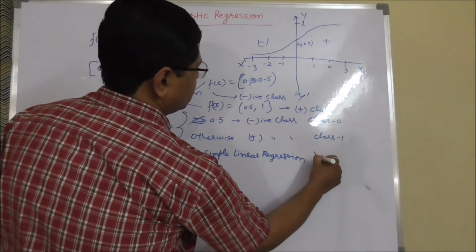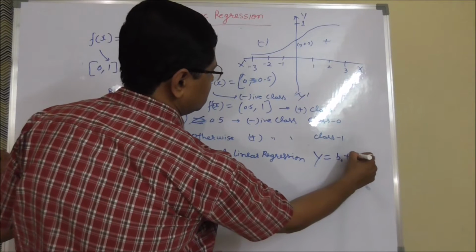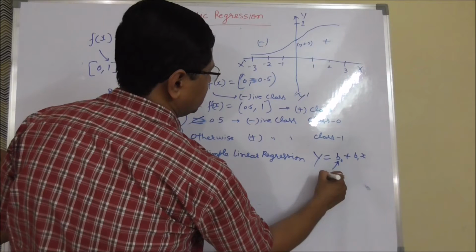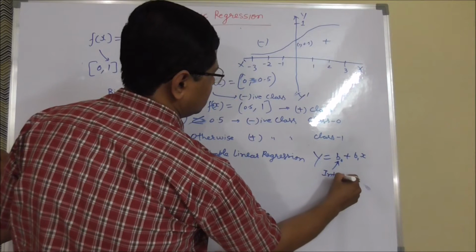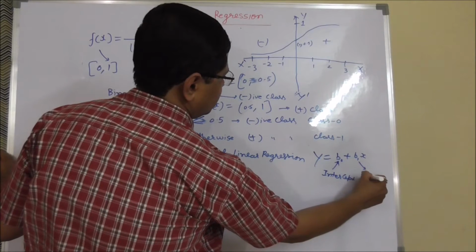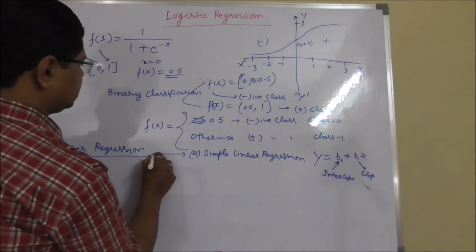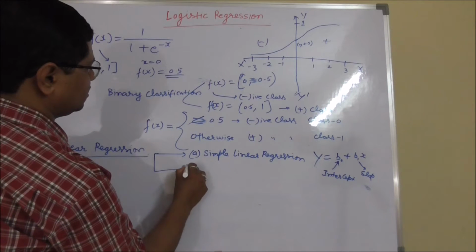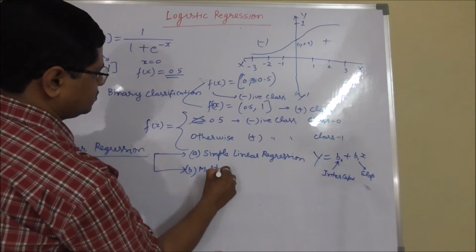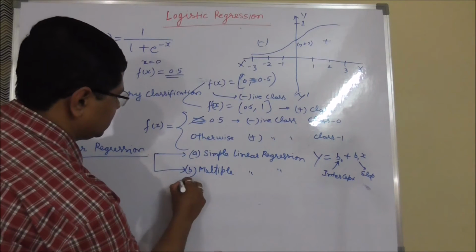We can represent it through a simple line equation like b0 plus b1x, where b0 is the intercept and b1 is the slope. The second part is multiple linear regression. We can represent it as the following equation.